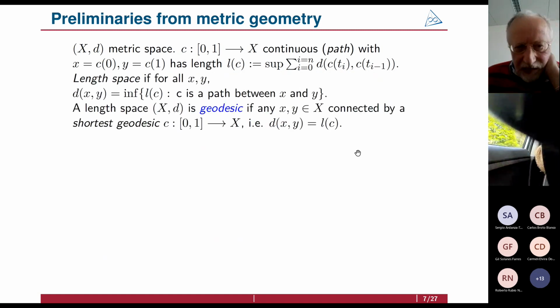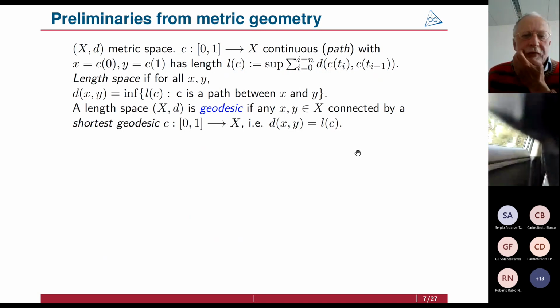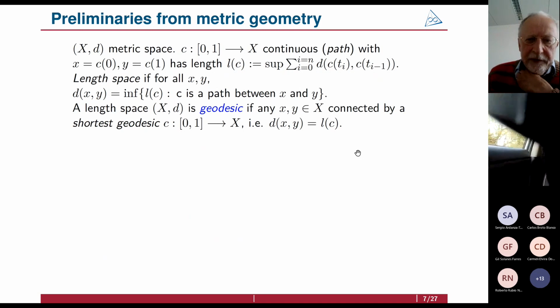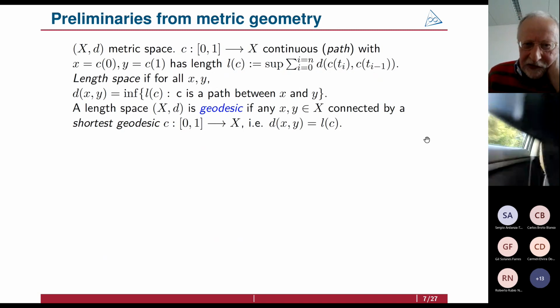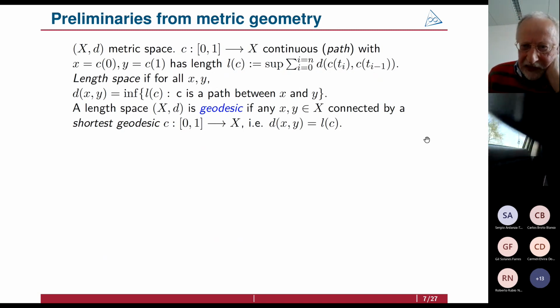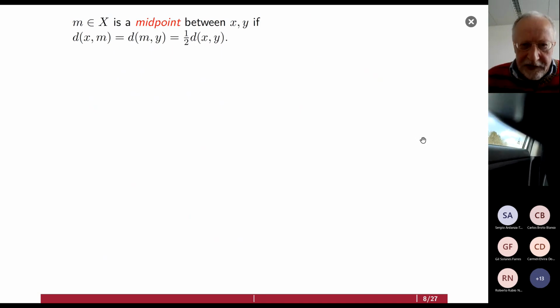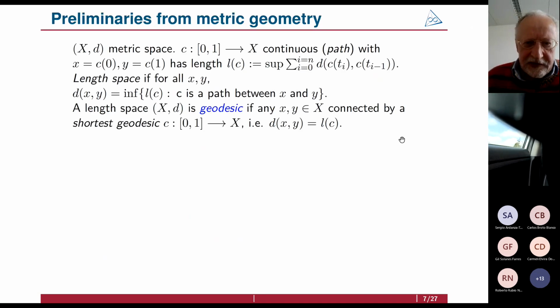And then you call the space a length space if the distance between 2 points is equal to the infimum of the length of connecting paths. And the length space is called geodesic if it's not only the infimum, but a minimum, that is, if the points can be connected by a shortest curve of smallest length, which then is called the shortest geodesic, so that the length of the curve is equal to the distance between the points.